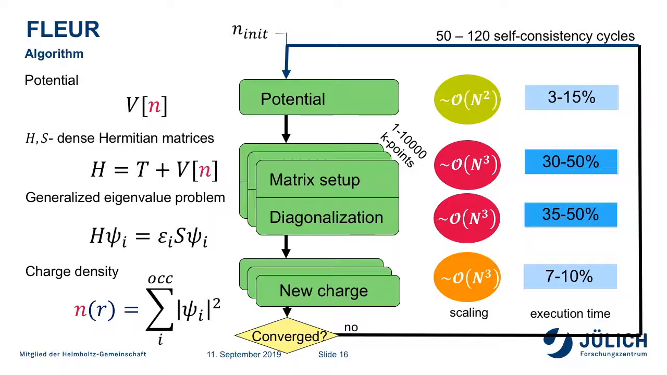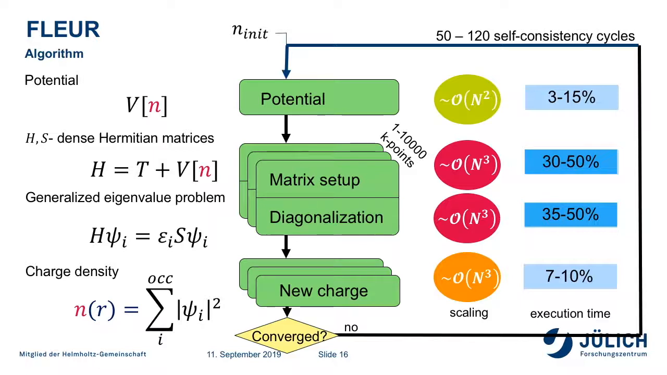These 3 parts of the code scale cubically with system size. So you would expect, if you want to calculate something really big, these 3 parts really matter. And in this blue column, you see how much time each usually takes. It's not always the same distribution. It depends on what you're doing, what the system is, what the properties of the system are. But usually, indeed, matrix setup and diagonalization are the most heavy parts.